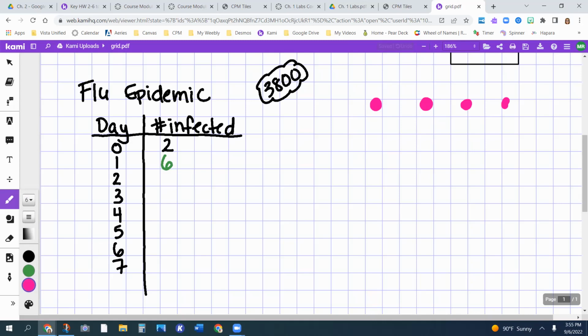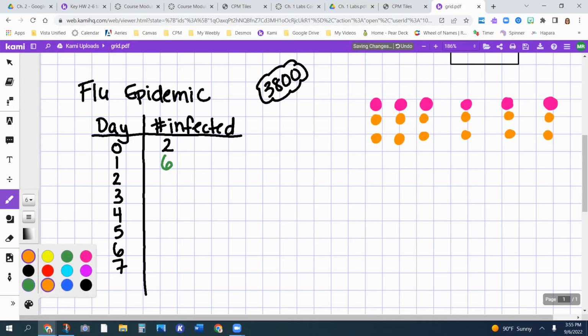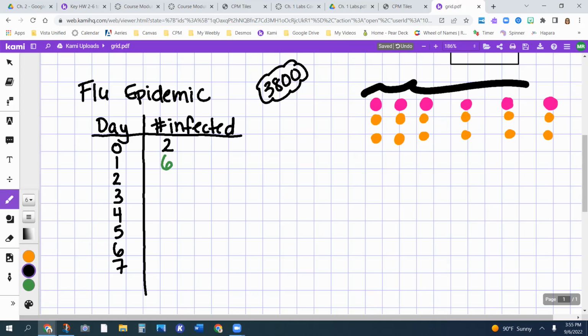1, 2, 3, 4, 5, 6. So these 6 people are each going to get 2 people infected. So each one of them is going to get 2 people infected. And so if you count this, I basically have 6 sets of 3. That's what I have, 6 sets of 3. So that is going to be 18.